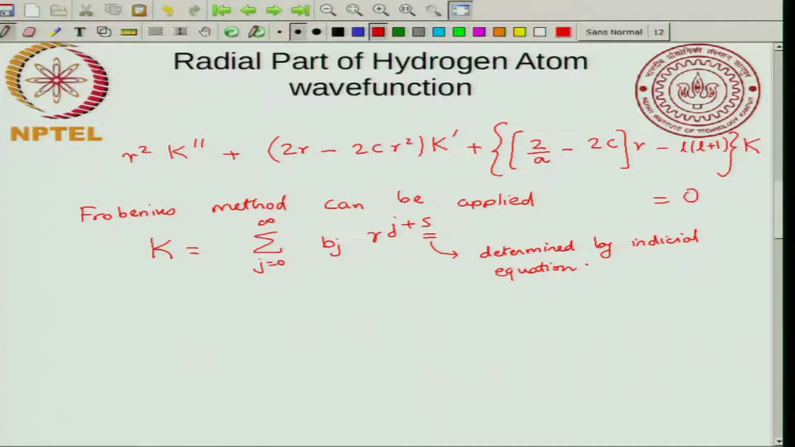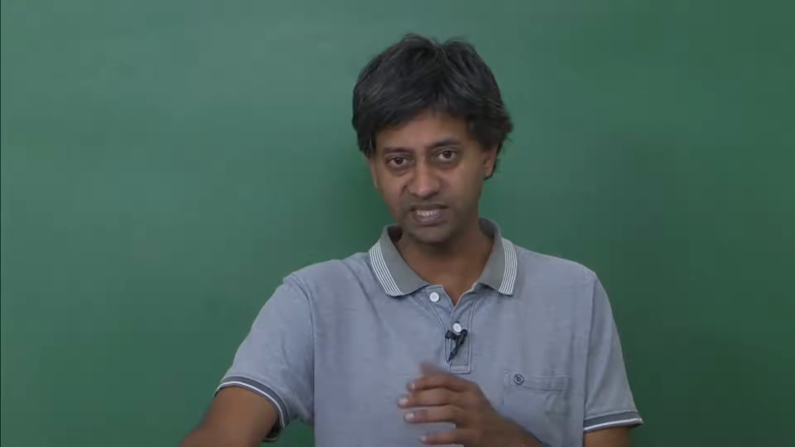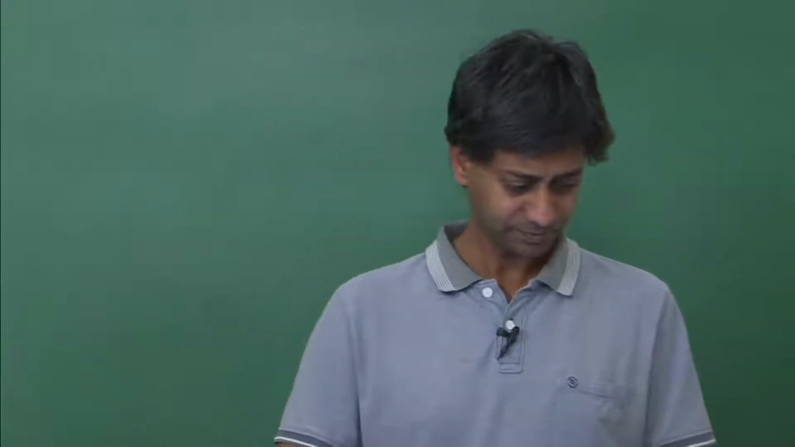I just want to emphasize that if you actually want to solve the hydrogen atom problem, and you want to get what the 1s wave function looks like, what the 2s wave function looks like, and so on, then you have to go through this procedure. So this procedure is actually necessary. We usually directly write the solutions, but if you want to derive the solutions, you have to go through this procedure.